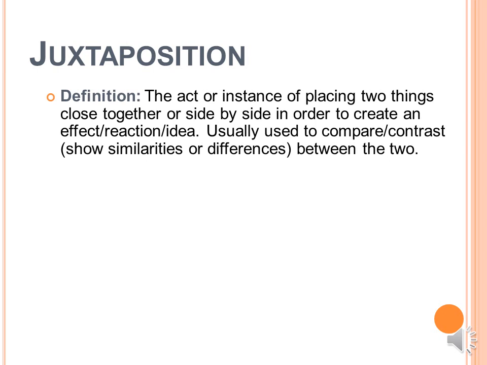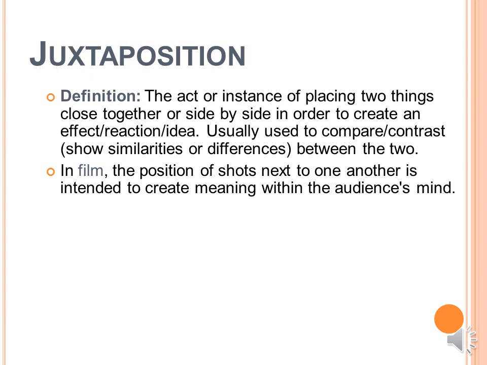Juxtaposition. This is the act or instance of placing two things close together or side by side in order to create some kind of effect or reaction. Usually it's used to compare and contrast, which means to show the similarities or show the differences between two things. So in film, they'll use shots, and the juxtaposition of those shots creates meaning in the audience's mind. So looking at a picture of a broken mirror and then looking at a picture of one of the main characters, it's creating some kind of similarity or meaning between those two things by putting them next to each other.